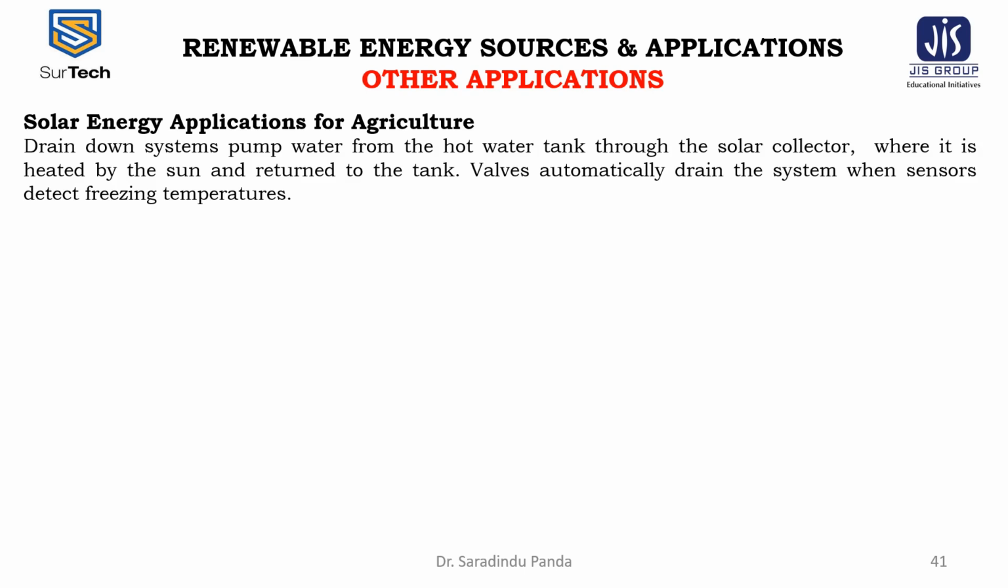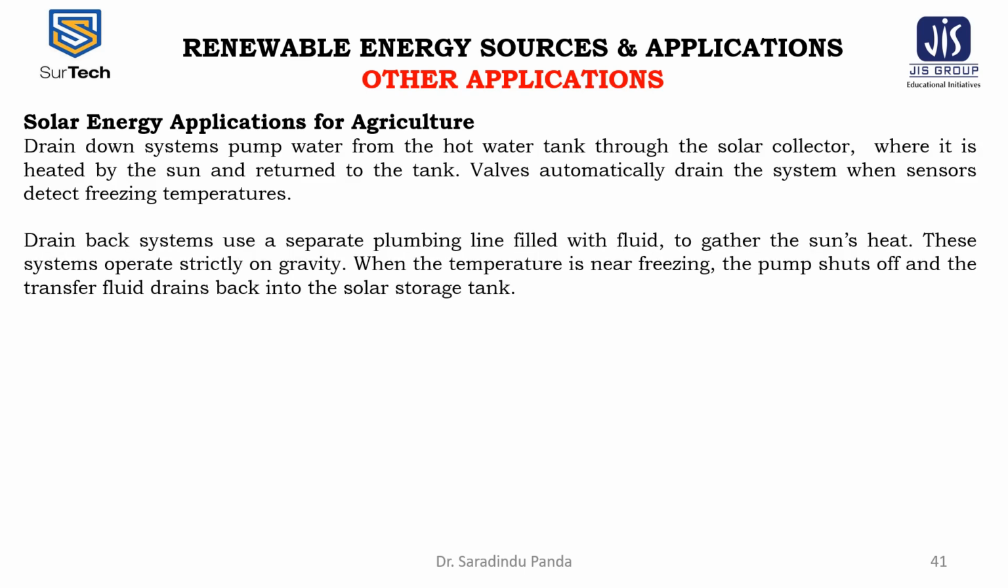Drain down systems pump water from the hot water tank through the solar collector, where it is heated by the sun and returned to the tank. Valves automatically drain the system when sensors detect freezing temperatures. Drain back systems use a separate plumbing line filled with fluid to gather the sun's heat. These systems operate strictly on gravity. When the temperature is near freezing, the pump shuts off and the transfer fluid drains back into the solar storage tank.